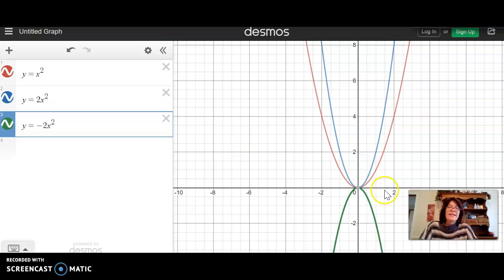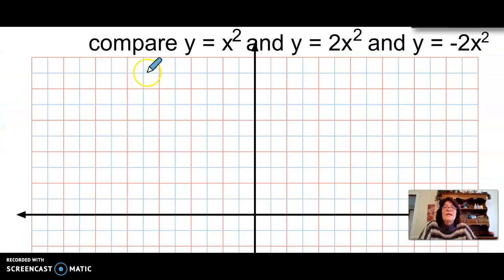Notice that the x squared is the red one. That's the normal one. 2x squared made it skinnier, just like 3x squared made it skinnier. Negative 2x squared just took that one and flipped it upside down. Do you see it? It's flipped upside down. That's what the negative on the outside does.